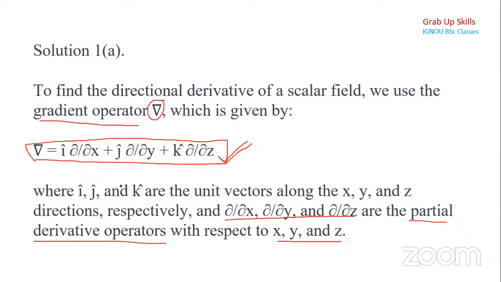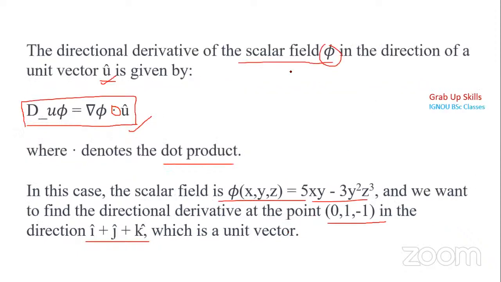Where i, j, and k cap are the unit vectors along these directions, and ∂/∂x, ∂/∂y, ∂/∂z are the partial derivative operators with respect to x, y, and z. Now we have the formula for the directional derivative of the scalar field. What will the dot denote here? It is the dot product. The scalar field is phi of x, y, z, where they have given an equation, and now we need to find the directional derivative at this particular point.